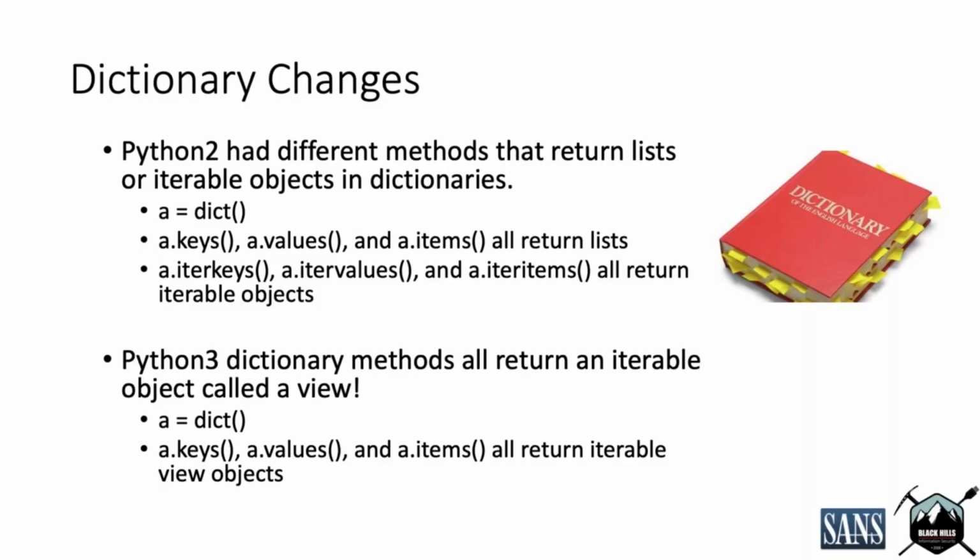Now, Python 2 had the ability to create iterable generator objects using iterkeys, itervalues, and iteritems, which would do the same thing in many respects as Python 3's keys, values, and items methods do, returning that same iterable view object. All right, I didn't say that very well. It's probably easier to see it as an example on screen, and that's what I'll show you.